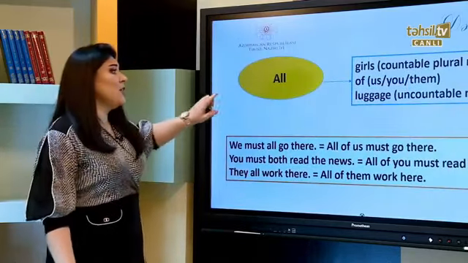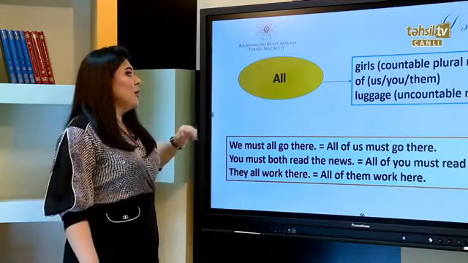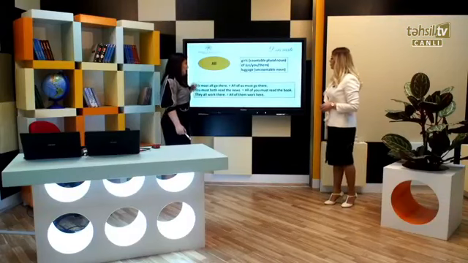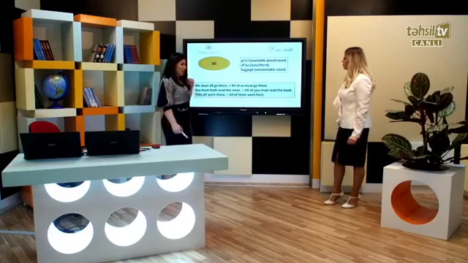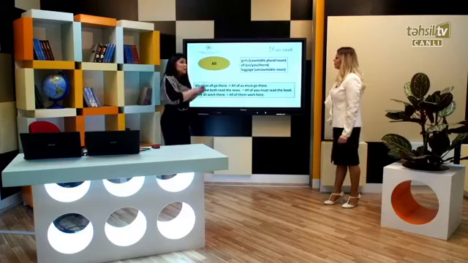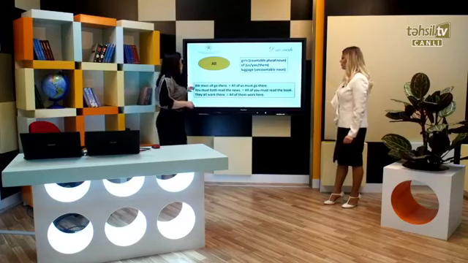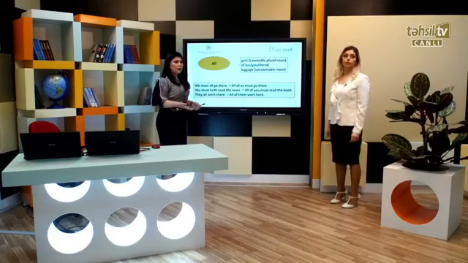And now, all. We can use all with countable plural nouns. We can say "all of us," "all of you," "all of them." And all is also used with uncountable nouns, okay? All is used with both countable nouns in plural and with uncountable nouns. "All luggage," an uncountable noun. "We must all go there," or "all of us must go there."